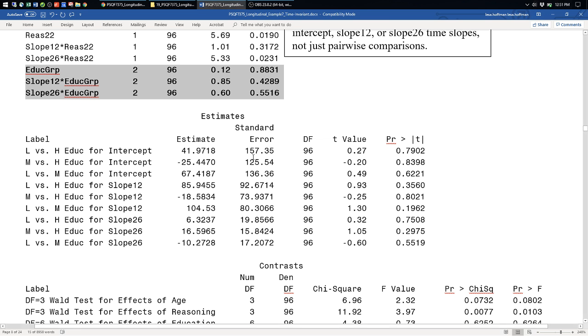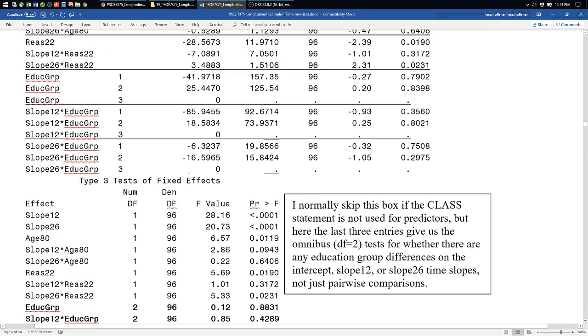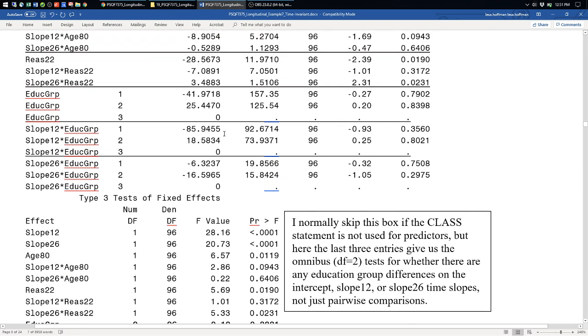Here are the rest of my contrasts, and the missing one is low versus medium. So for instance, this 67, where that came from is the difference between this minus 41 and this 25. That's what it did for me. You can always get the missing contrast by subtracting one group difference from the other.